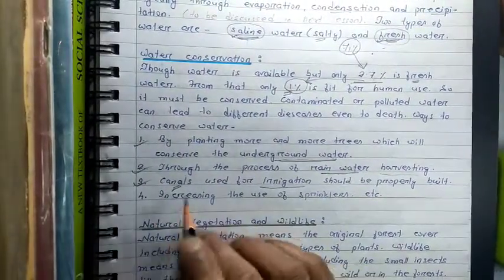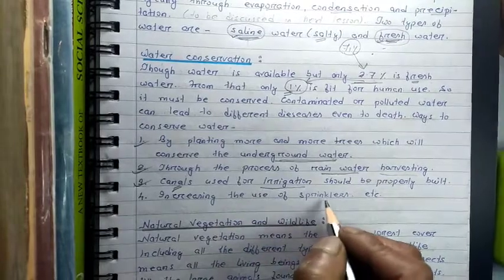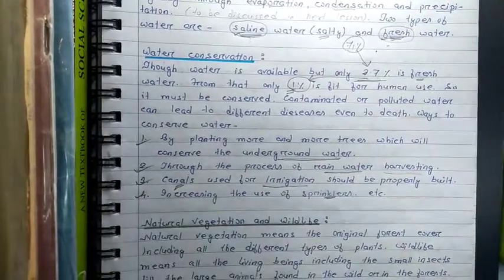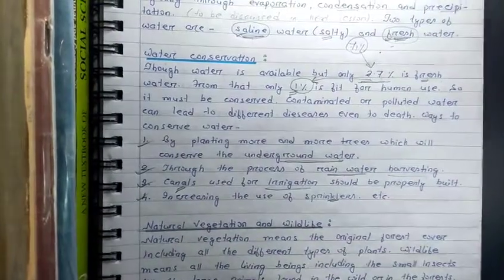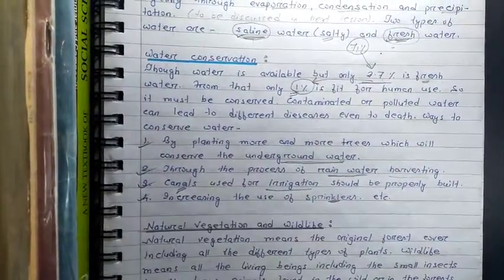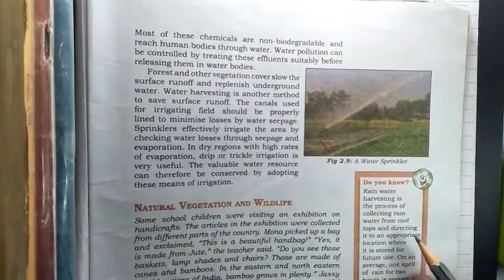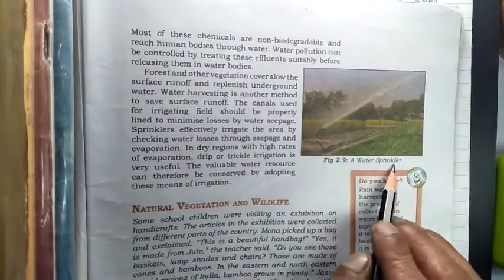The fourth one is increasing the use of sprinklers. You know what sprinklers are? Let me show you what sprinklers are. It is there in your geography book. You can see on page number 17 of your geography book, it is there, water sprinkler.